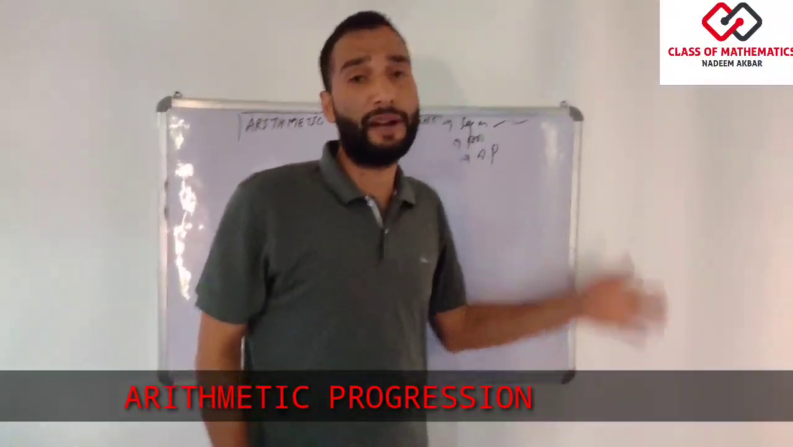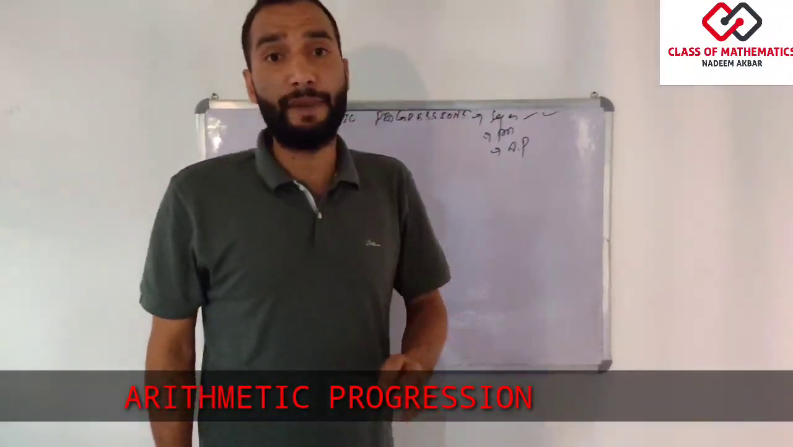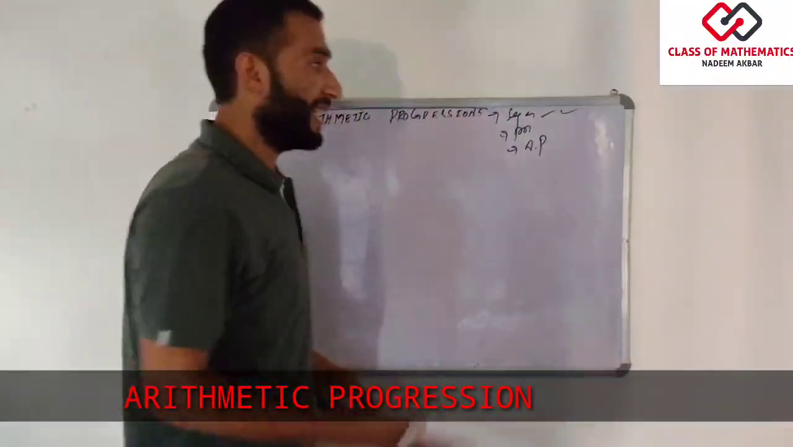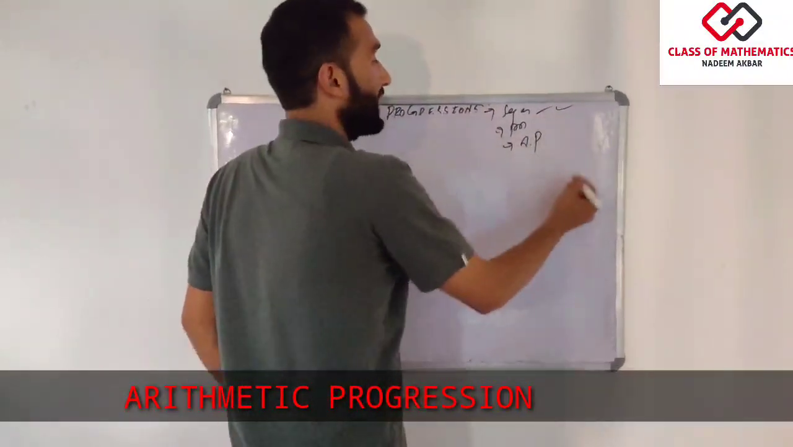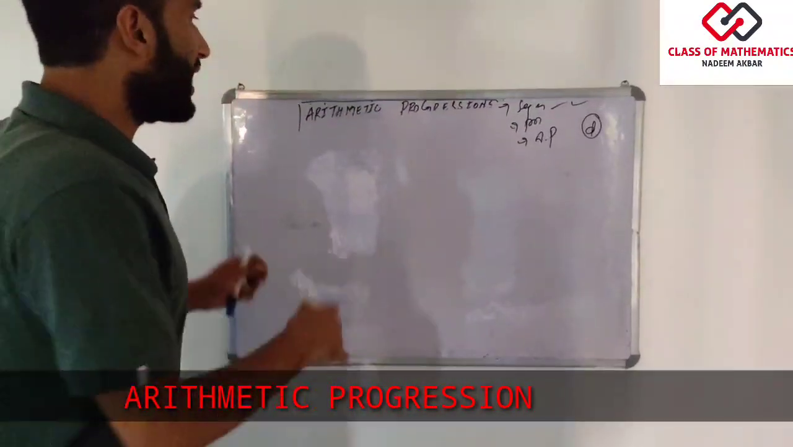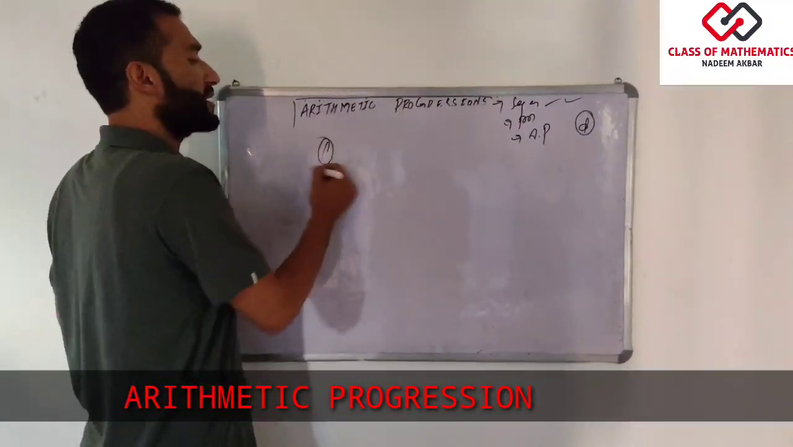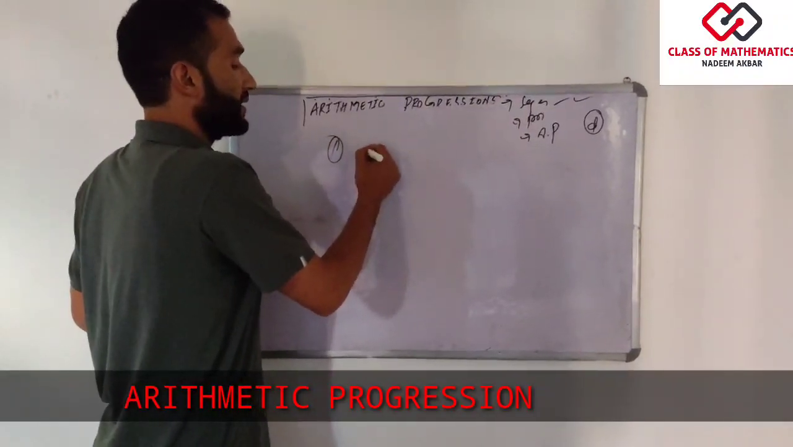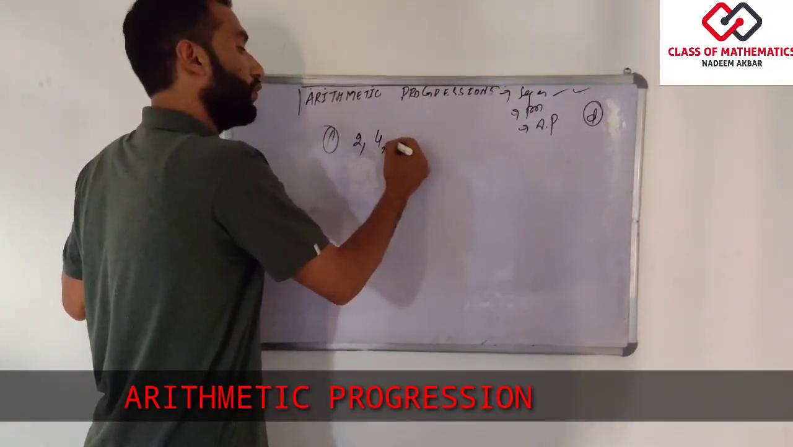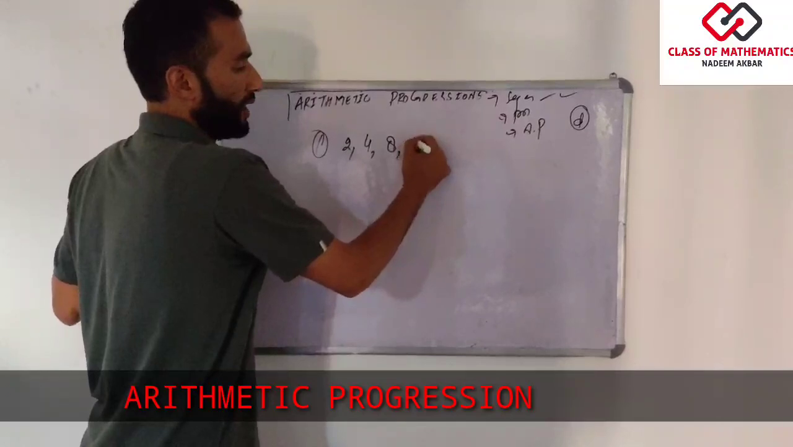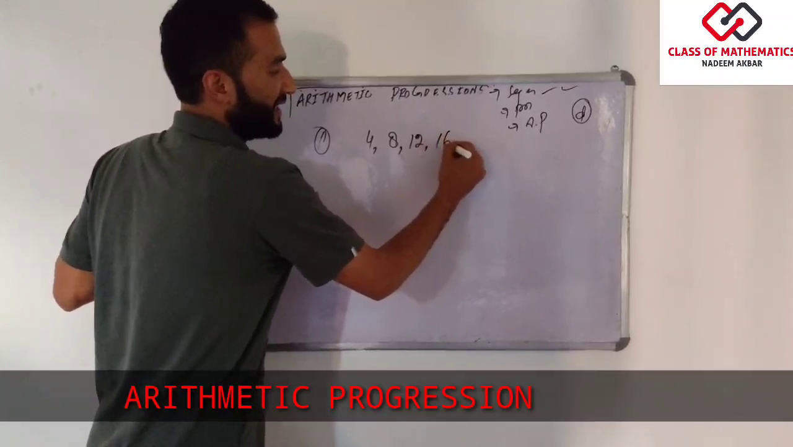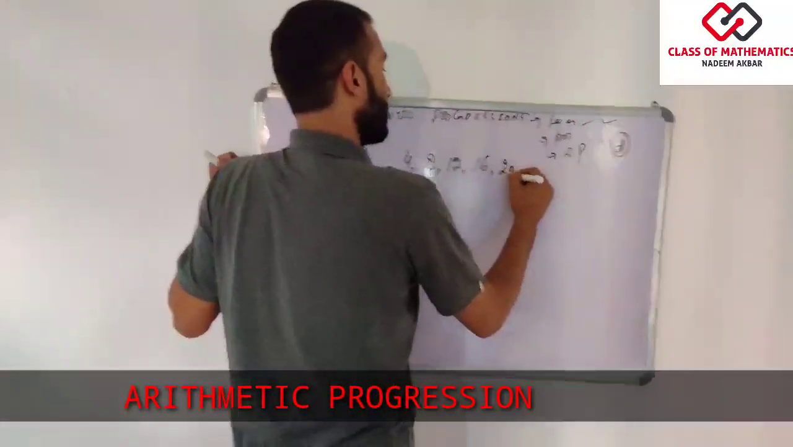So an AP or arithmetic progression is a sequence in which every term, except the first term, is obtained by adding some fixed number to the previous term. That fixed number we call the common difference and it is denoted by small d. You will get many examples, likewise we have 2, 4, 8, sorry, it's 4, 8, 12, 16, 20.